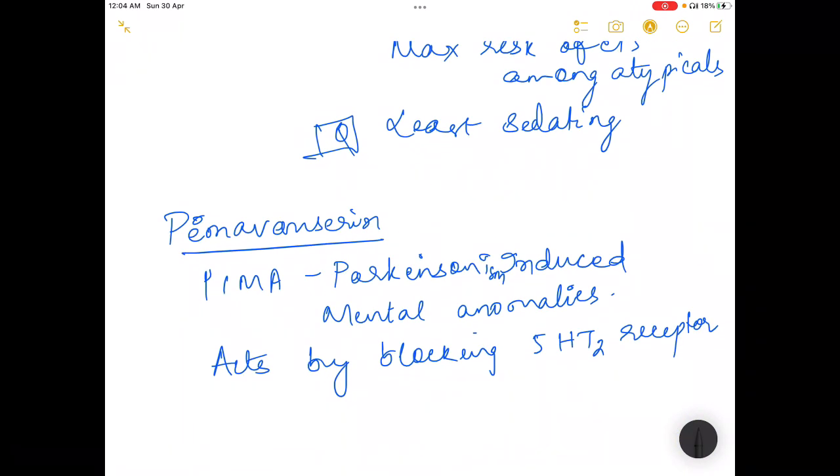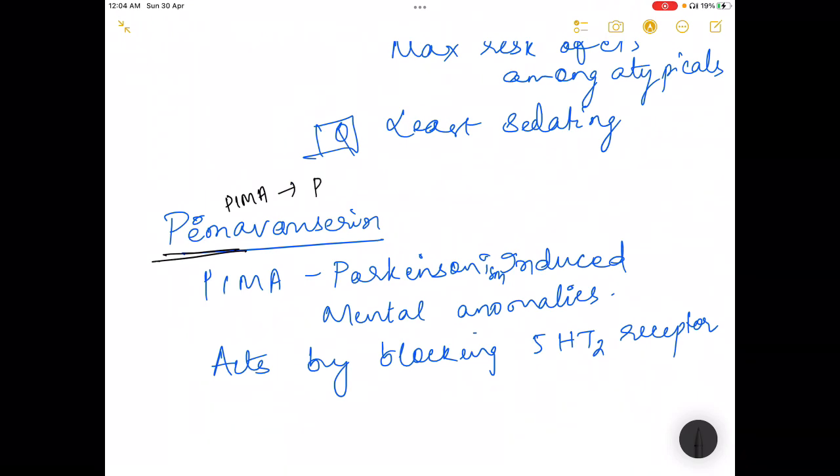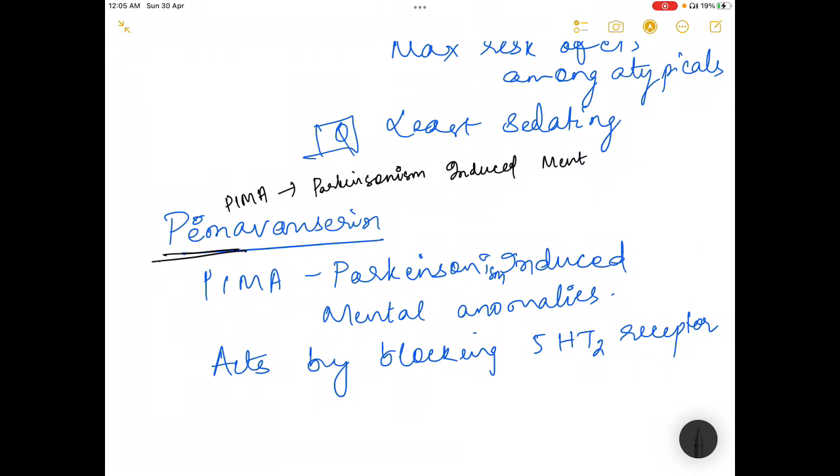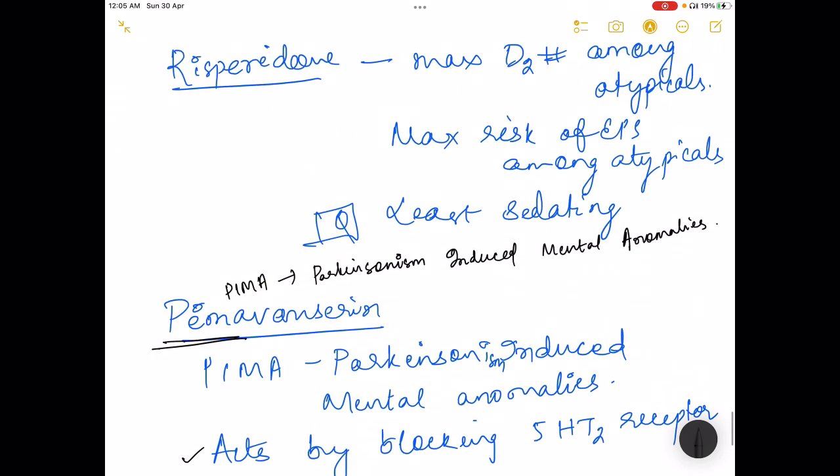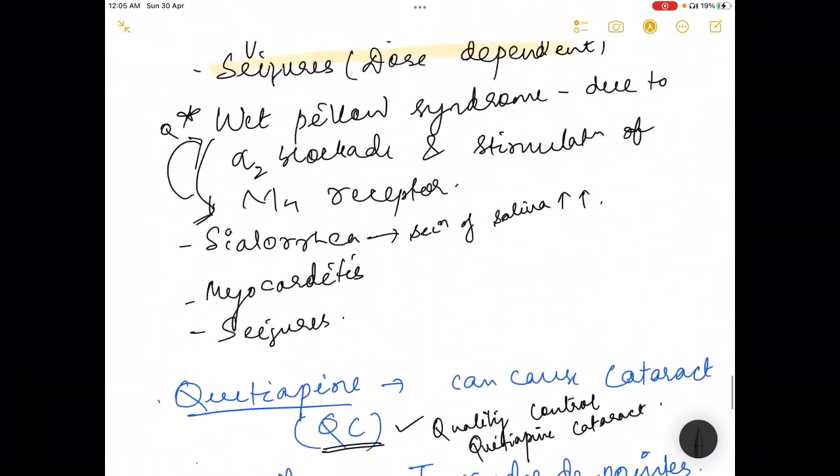Coming to another drug, that is pimavanserin. This pimavanserin is used for Parkinsonism-induced mental anomalies. So you can remember it by the name itself, PIMA. It stands for Parkinsonism induced mental anomalies. Okay, and it acts by blocking the 5-HT2 receptor. So this was all about the antipsychotic drugs in a nutshell.